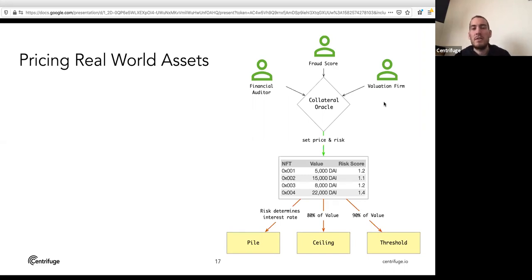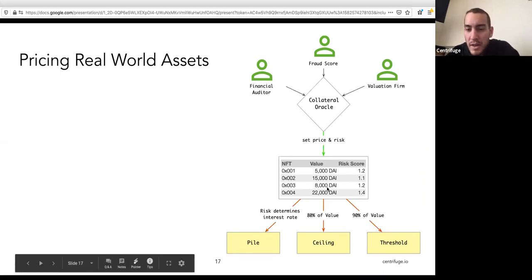And then we have a valuation firm that looks at the portfolio overall and asks, okay, is there any cluster risk? Do these assets have a credit risk that is out of the ordinary? These three different data providers provide this data to an oracle, and this oracle then produces essentially a table of different NFTs that have a value and a risk score. Based on this table, we can now configure these three modules.